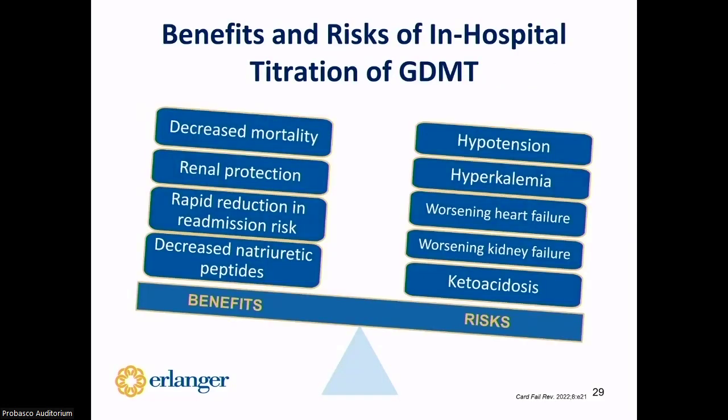I think it's always important to weigh some of the benefits and risks of these medications. So our benefits, we know they have decreased mortality, they have some renal protection, they can cause a rapid reduction in readmission risk, and they can decrease our natriuretic peptides. Some risks may include hypotension, hyperkalemia, worsening heart failure, worsening kidney failure, and ketoacidosis, noting that there are certain medications in those 4 pillar classes that we'll be discussing that impact those more than others. But it should always be a risk-benefit discussion that's had when we're titrating these medications.